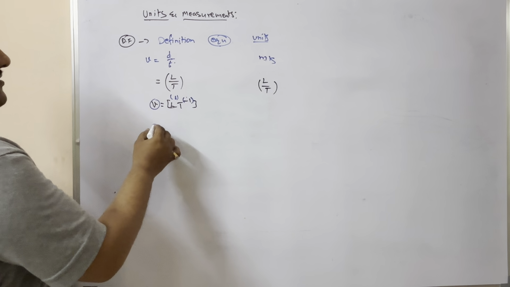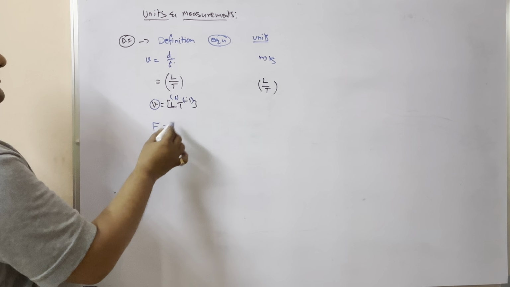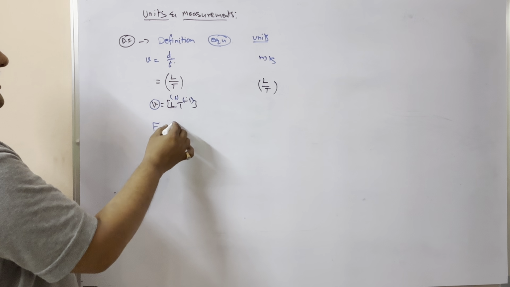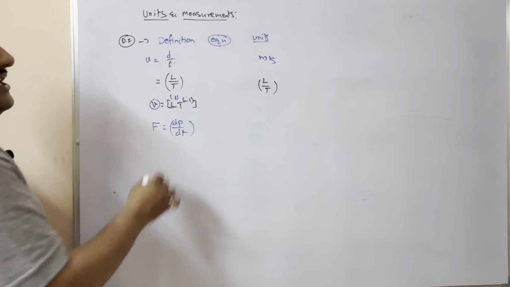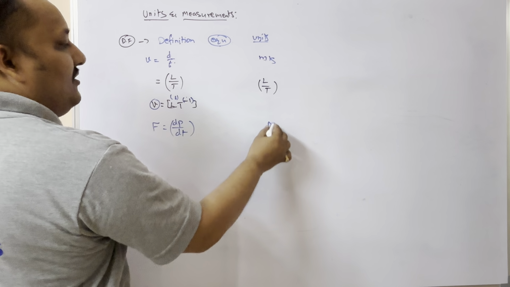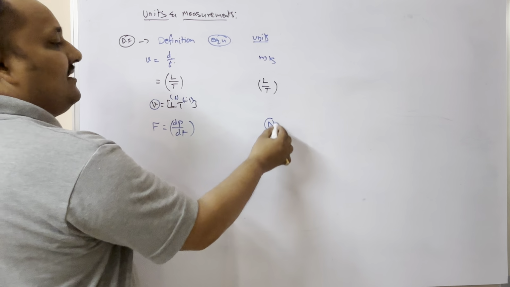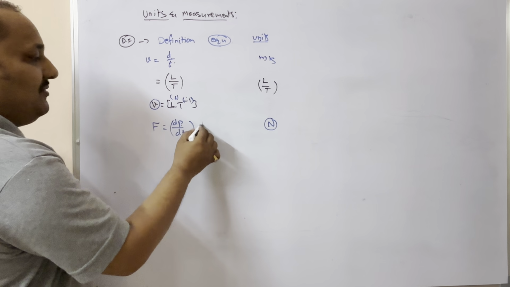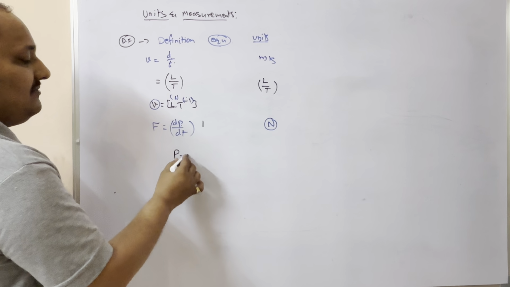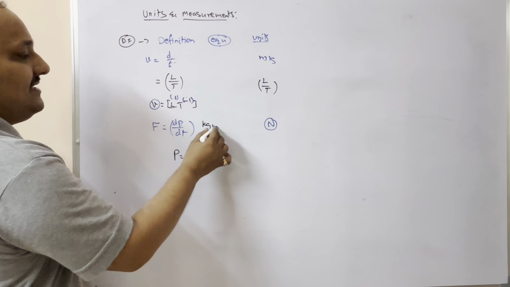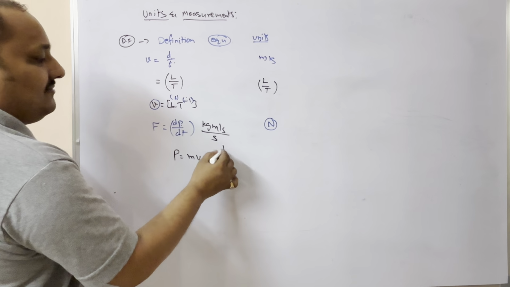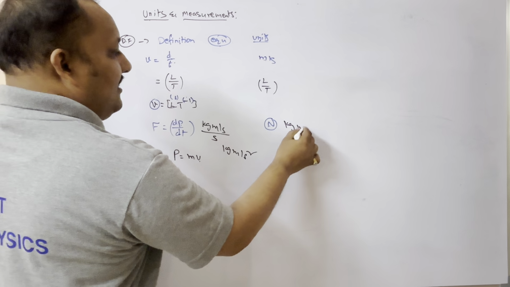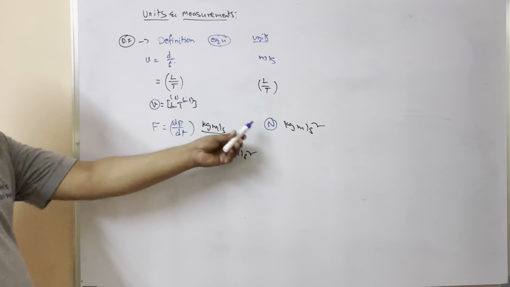If you want to write the force dimensional formula, what is the force definition? Rate of change of momentum according to Newton's second law. So dp by dt, change in momentum by time. Unit is Newton, but it is coming from this equation. How is this equation coming? Momentum is the product of mass and velocity, so units are kg meter per second. Then per second again. So kg meter per second square. That is going to be the unit.